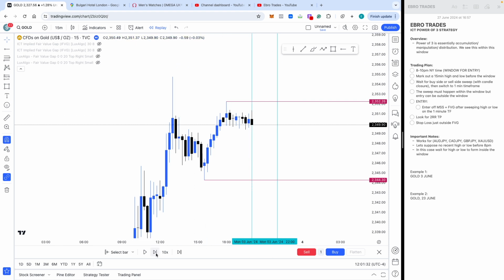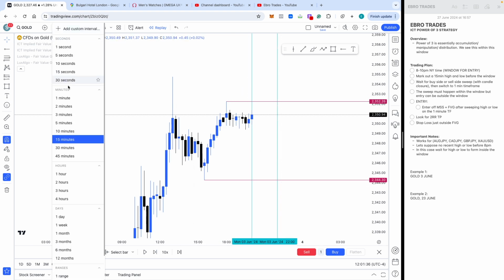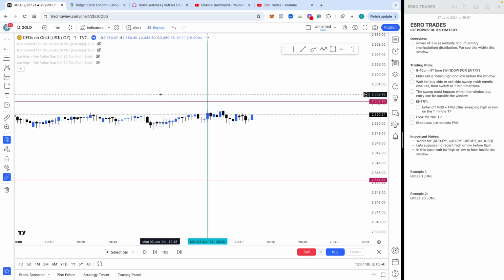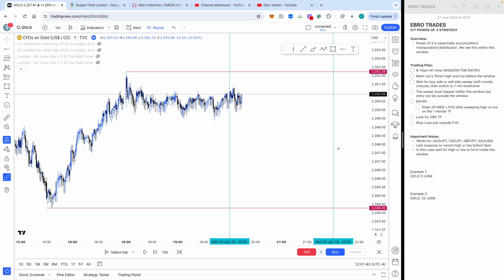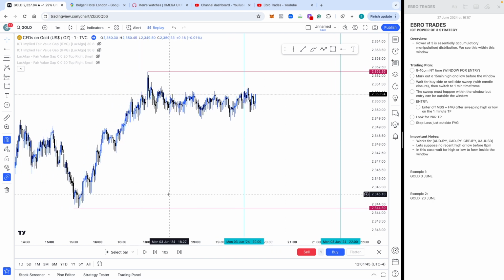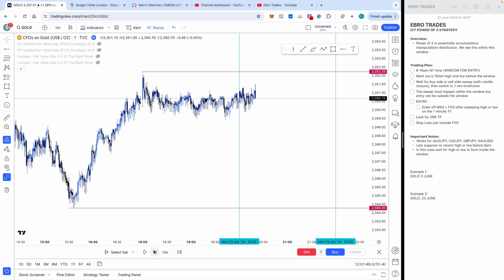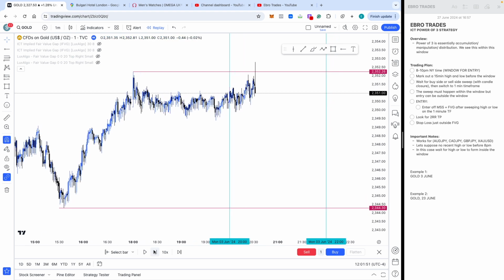So let's go candle by candle. As soon as we enter 8 to 10 p.m., we're switching to the 1 minute. Let's see what happens on the 1 minute time frame. We're waiting for the high or the low to get swept. Let's see what happens. So keep going.